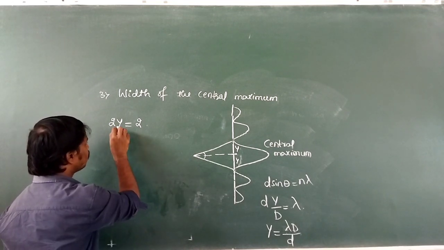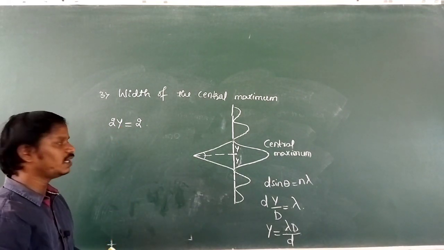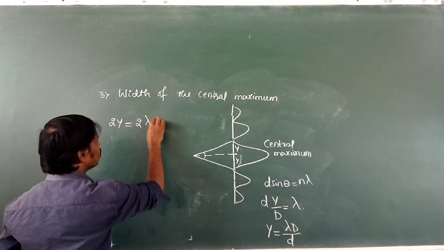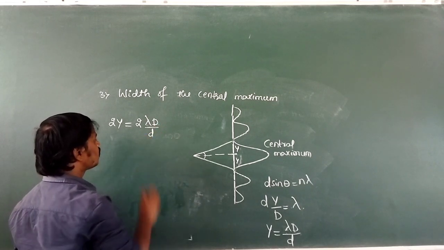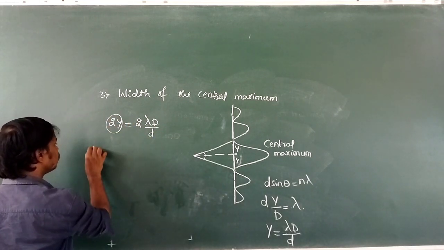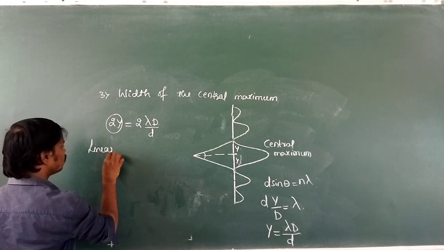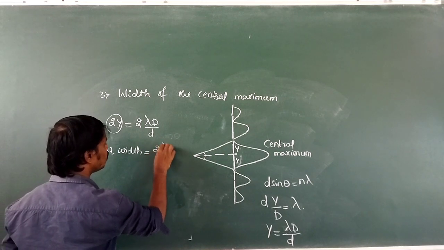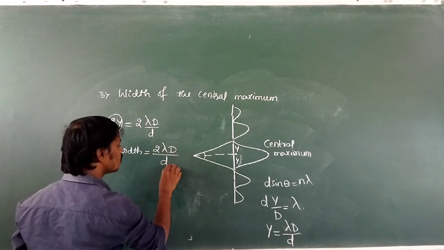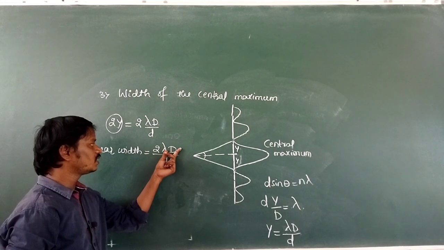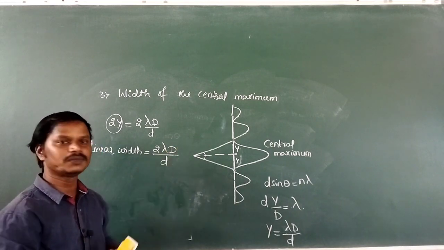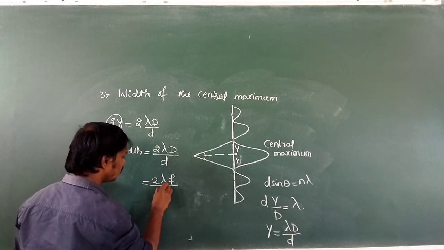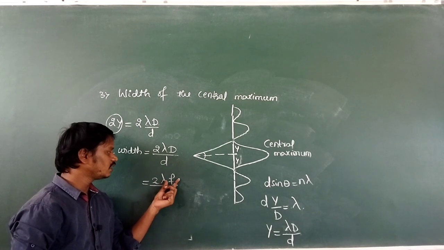so wherever y is there, I will replace that y by lambda into capital D divided by small d, then it is the linear width. Linear width is equal to 2 into lambda into capital D divided by small d. Sometimes instead of capital D we take the focal length of the convex lens, that is 2 lambda f divided by small d. So one thing to remember, what is small f here?